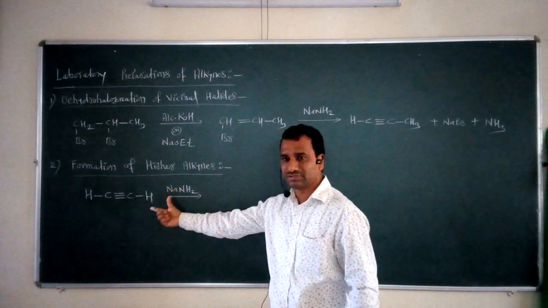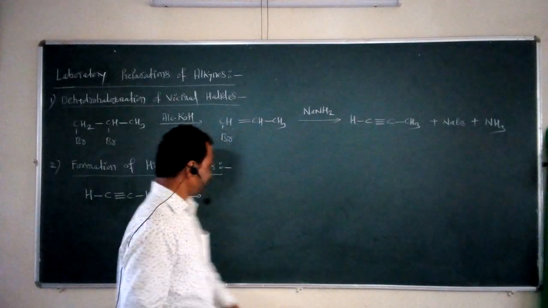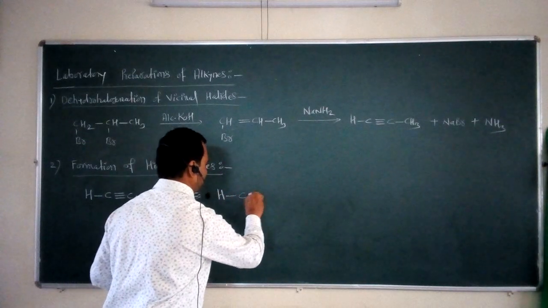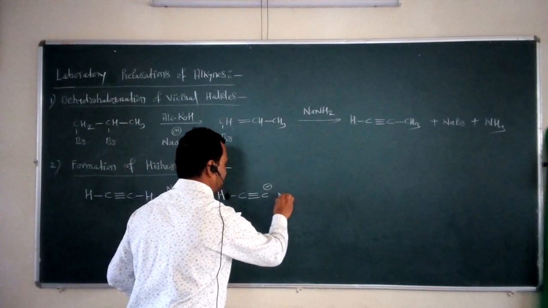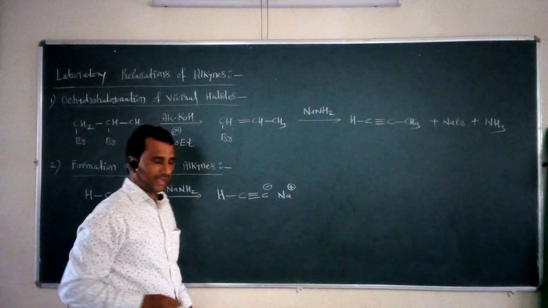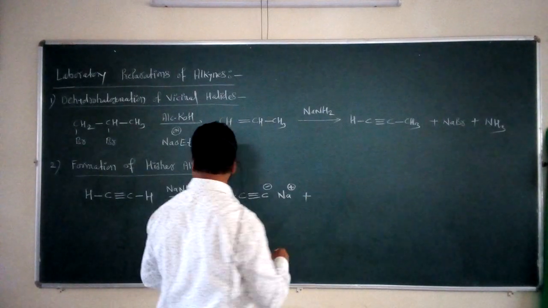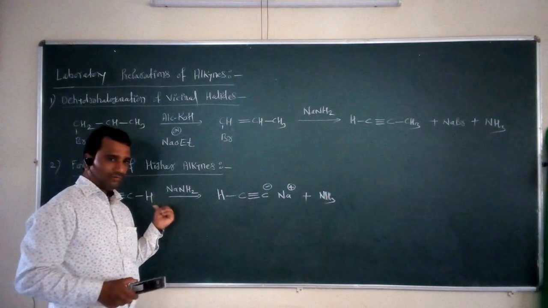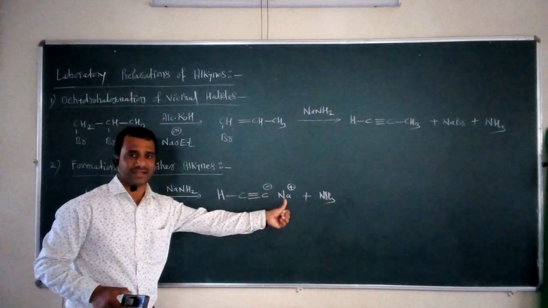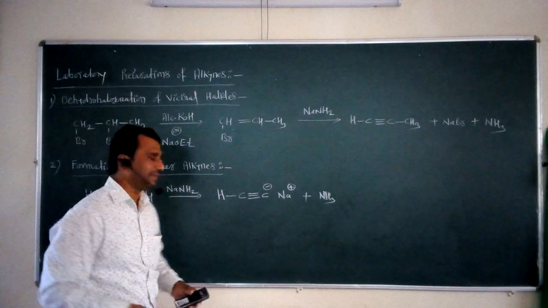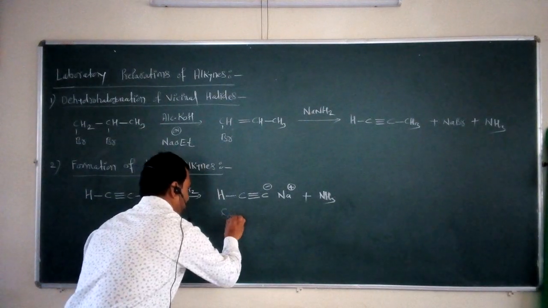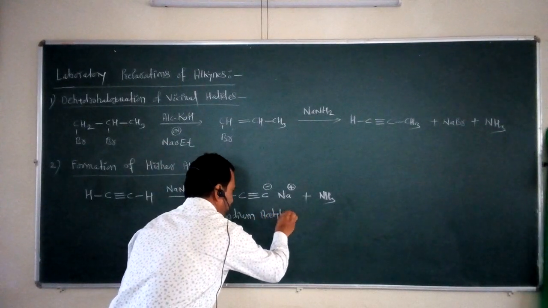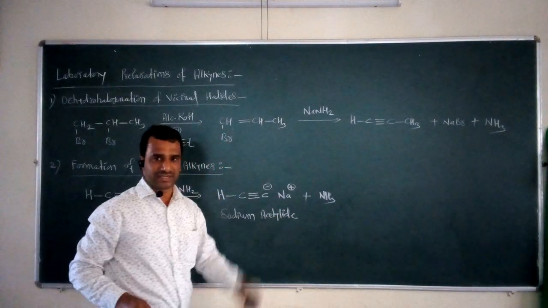When this base reacts with the acetylene molecule, what happens? The proton is removed, and we get H single bond C triple bond C minus, Na plus, along with ammonia as a byproduct. The proton gets removed, and C minus and Na plus are formed. This is called sodium acetylide. Sodium acetylide formation takes place along with ammonia as the byproduct.